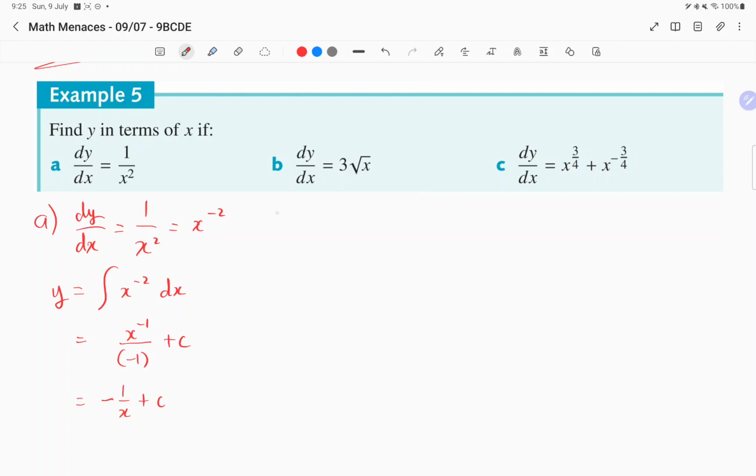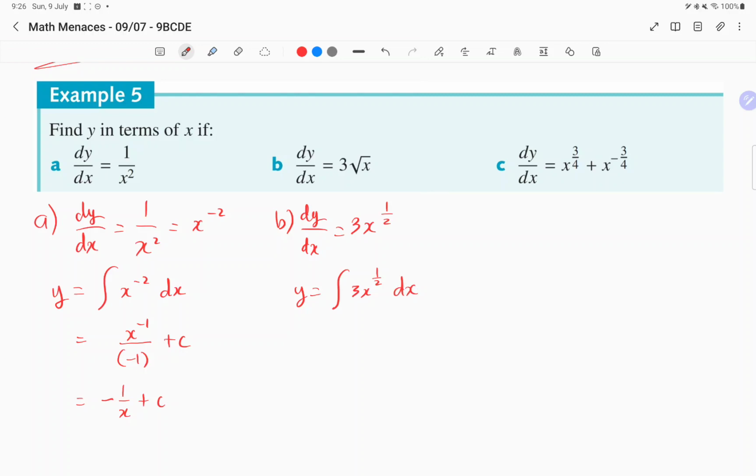These techniques are just about changing the x expression into some sort of power and working with it. Now for B and C, I will go through example 5 and 6, and then we'll move on. Again, dy over dx is equal to 3 square root x, which is 3x to the power 1/2. Then you would write y is equal to the antiderivative of this with respect to x. I'll slow down a little bit.